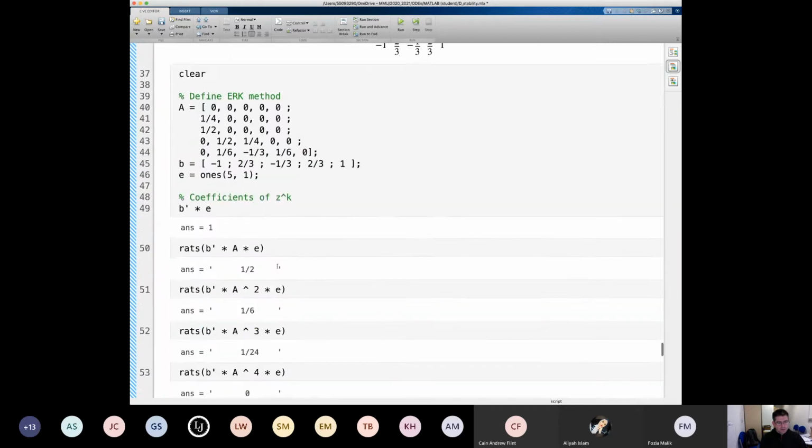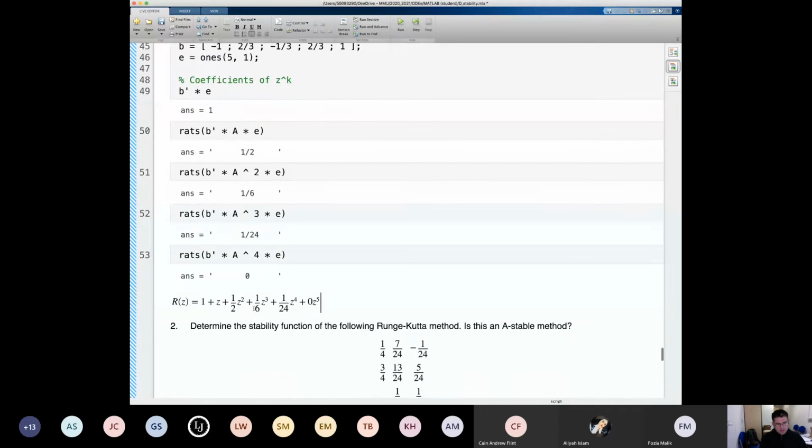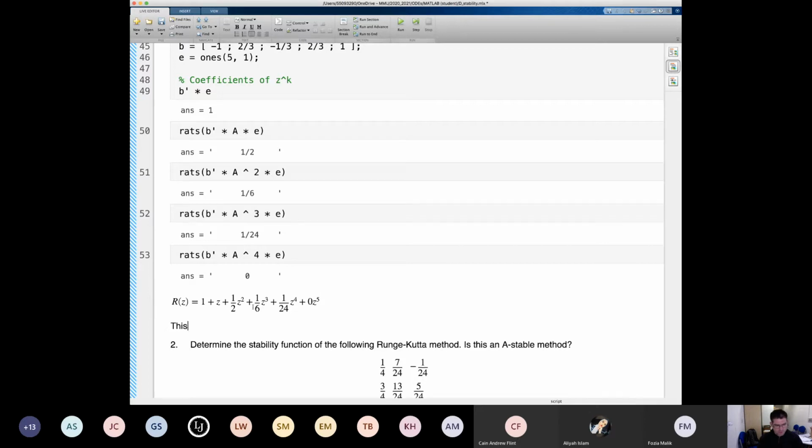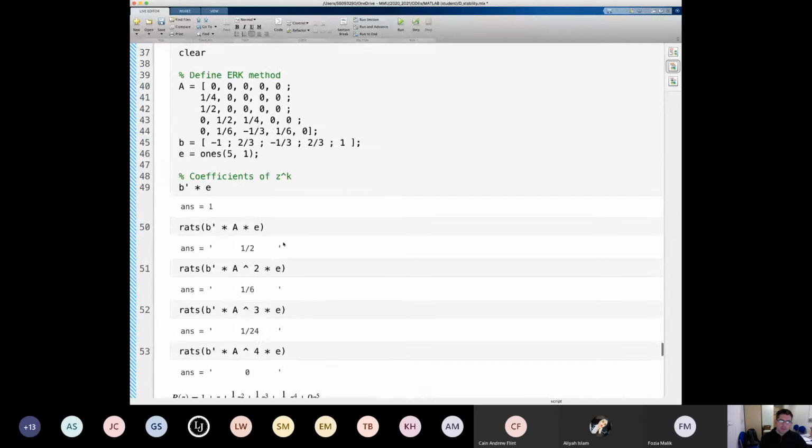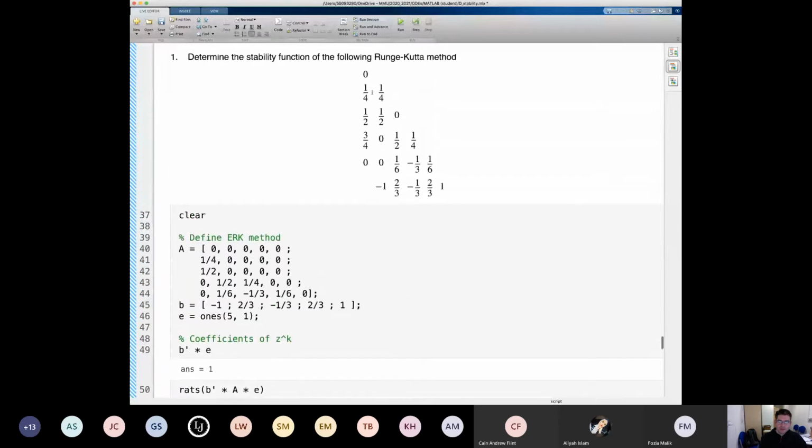Okay, so that's the stability function. You can see that this agrees with the series expansion of e to the z up to the 4th order term. It doesn't agree to the 5th order term, because that would be 1 over 120, that'll be 5 factorial. So this is a 4th order method. Even though this method had 5 stages, it's actually only 4th order accurate.